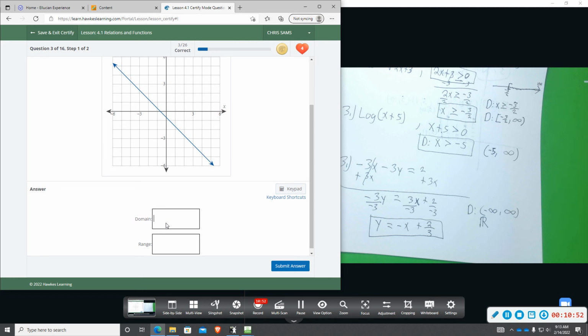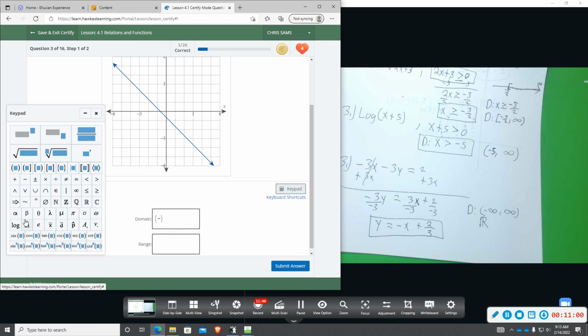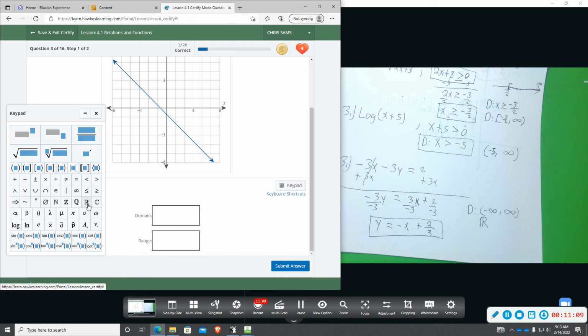So therefore we have our domain from negative infinity to positive infinity. Let me see if they will let us use this boldface R symbol. I see it over here. We can just do that. So that means all real numbers.